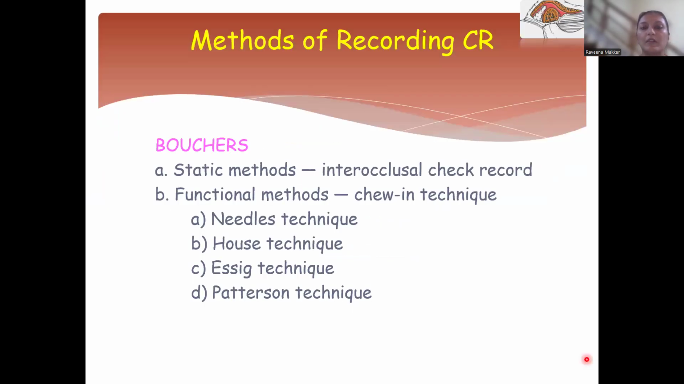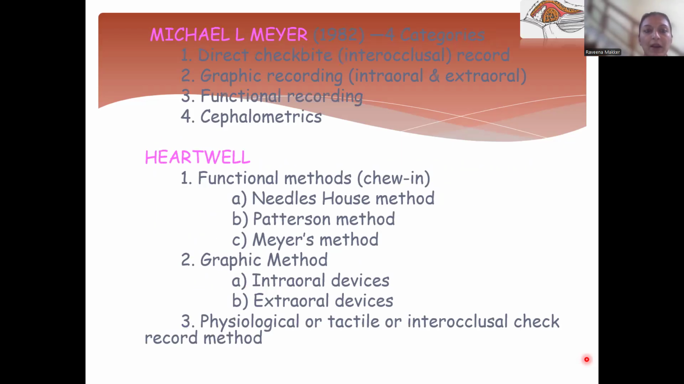Now, the methods of recording centric relation are classified according to the various authors. First is Boucher's classification. Boucher divided the methods into static methods, which includes the interocclusal check record method, and the functional methods, also called chewing technique. There are four methods in functional: Needles technique, House technique, Essig technique, and Patterson technique.